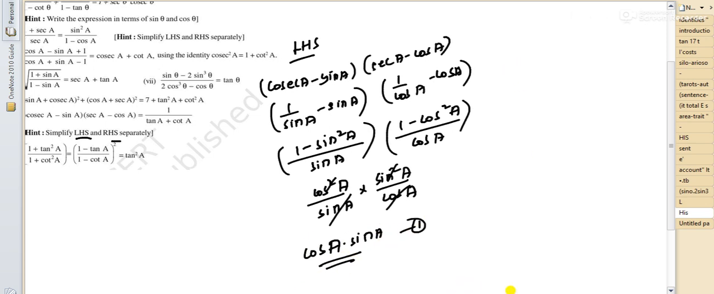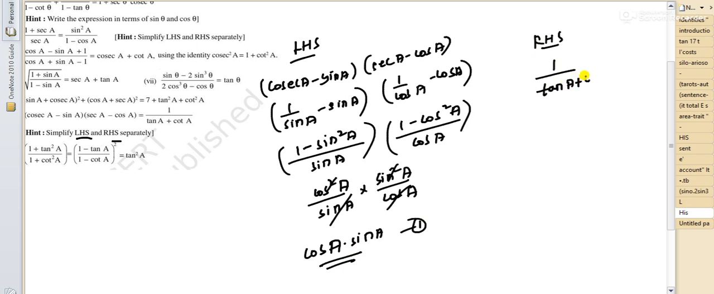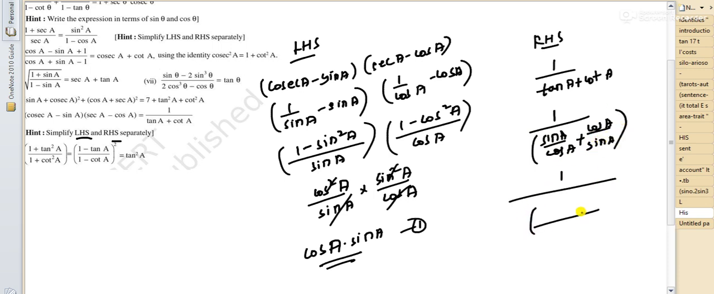Now taking RHS. What is RHS? They have given it as 1 by tan a plus cot a. So can I write this tan as sin a by cos a? Yes. And what about cot a? Yes, it is cos a by sin a. Now taking LCM, we'll get cos a into sin a. And this will be sin into sin, like this, because LCM will get cancelled. Cos will get cancelled with cos of LCM.